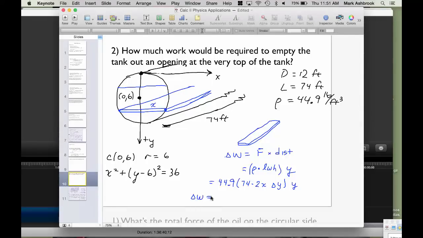And so this is going to be our delta work. It's going to be 44.9 times 74, that's the length. The width is 2x, so times 2, and solving for x here, the square root of 36 minus this. Times the height. That whole thing is the volume: length times width times height. Volume times density is the weight. So that's the force. The force to lift something is its weight. And then times the distance it's going to go, which, because of the way we set up our system, is simply y.